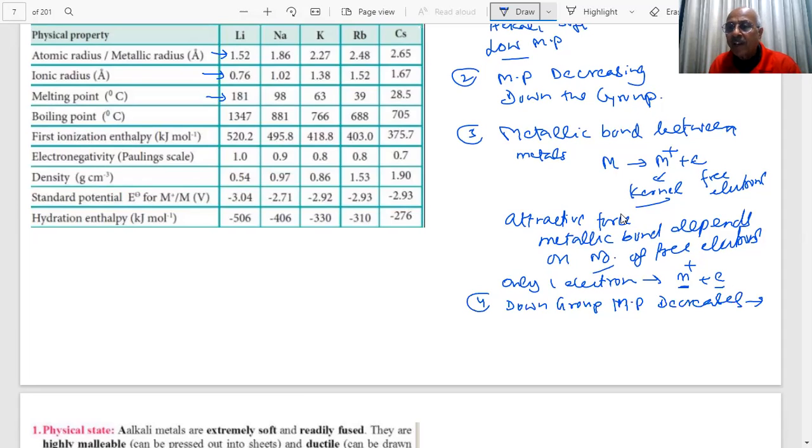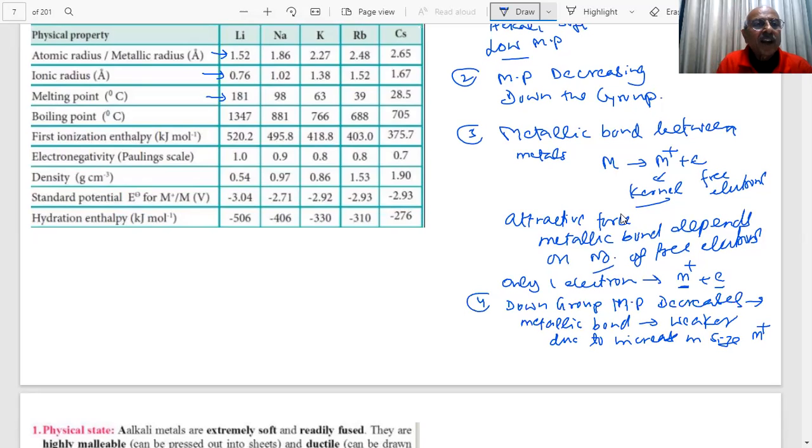Down the group, melting point decreases as the metallic bond becomes weaker due to increase in size of M plus. Okay, noted.